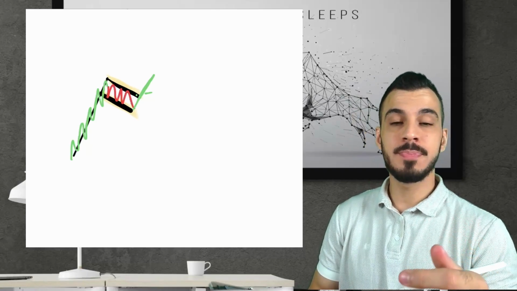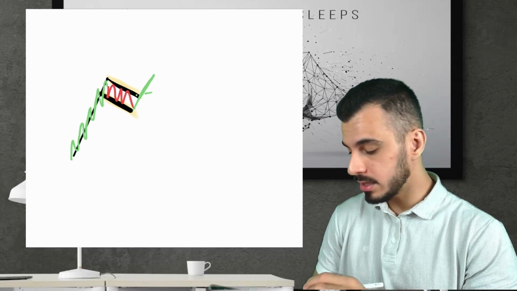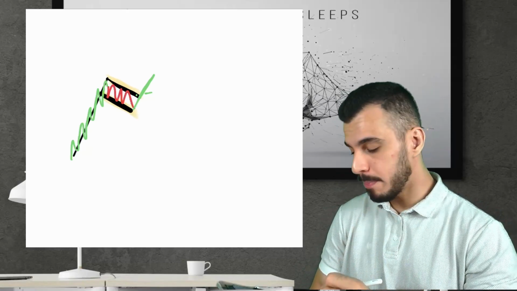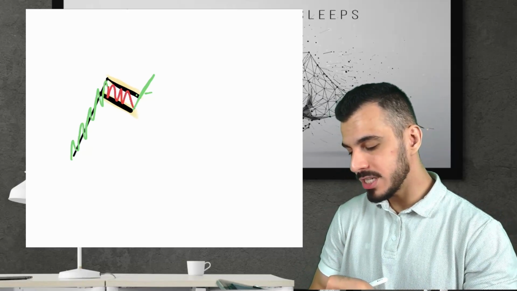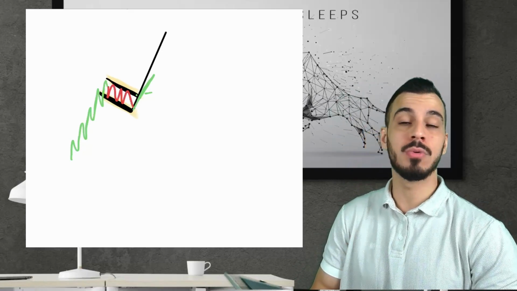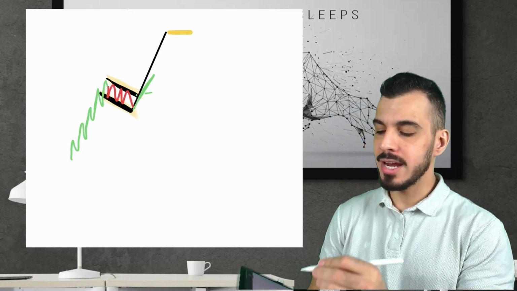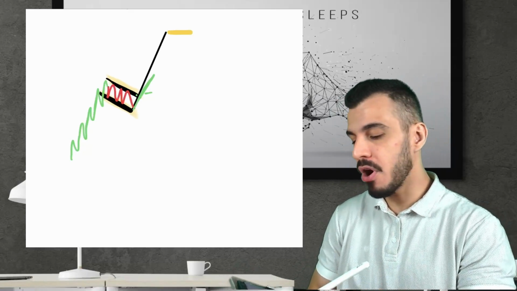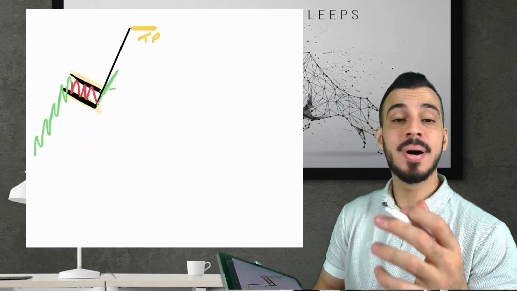And the target for this pattern is very easy to calculate. You just take the length of the pole right here and you project from the moment of the breakout, showing to us that this level right here is going to be our take profit. The bear flag is going to be absolutely the same thing, but to the other side.